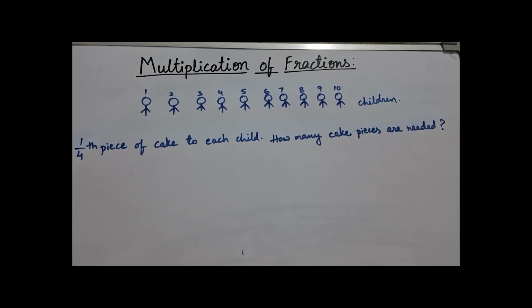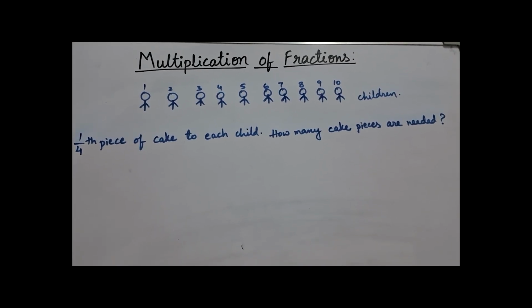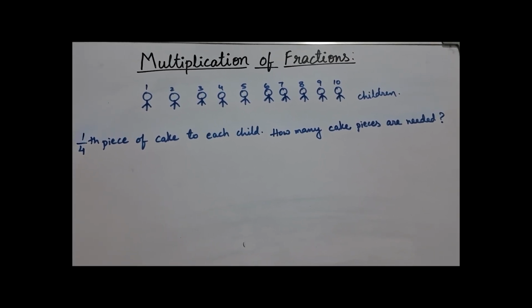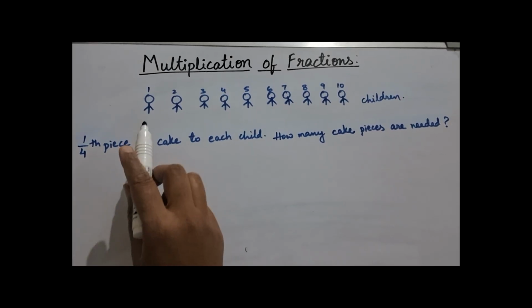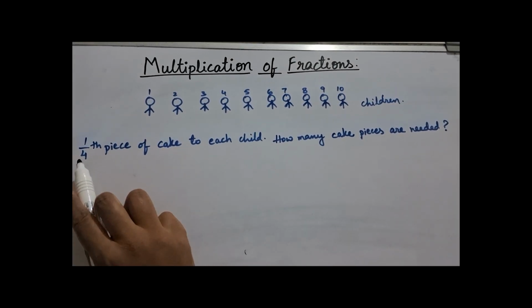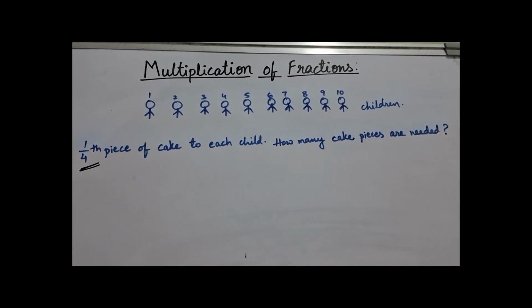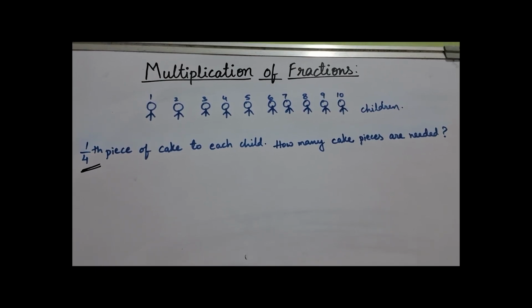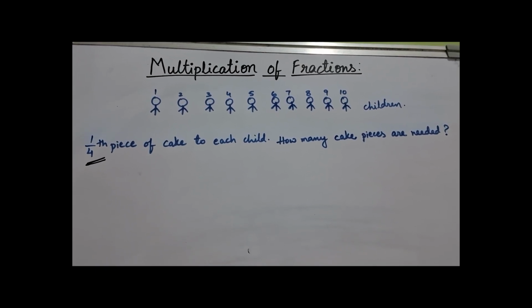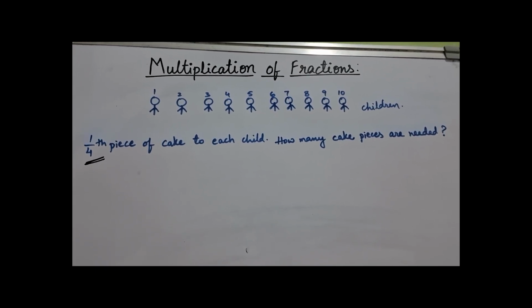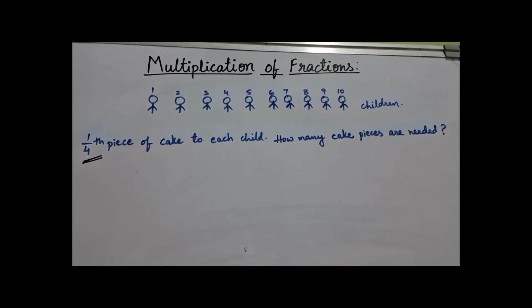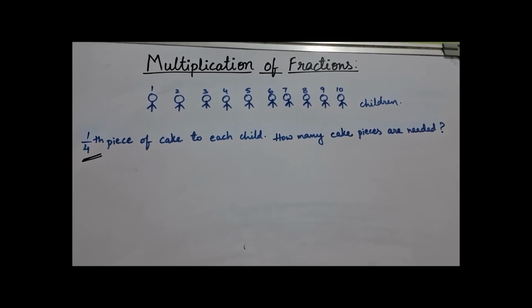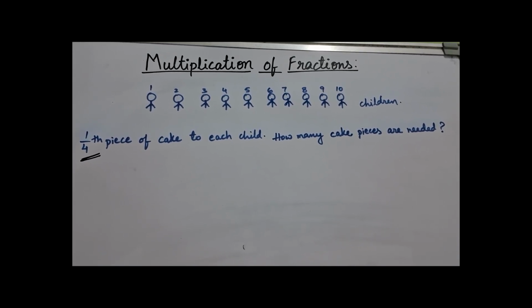There are 10 children, okay, and each of these 10 children has to be given 1/4 of the cake piece. Then how many cake pieces do I need? The same type of question, children. Here we need to do multiplication for finding this.